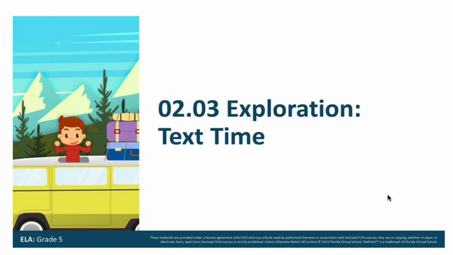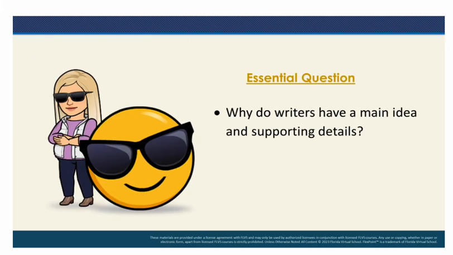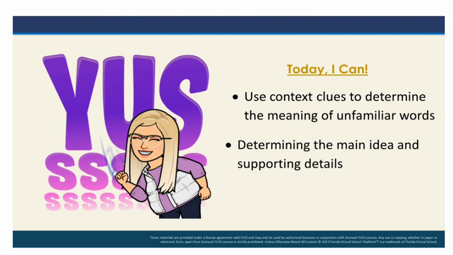Hey, fifth grade, let's go ahead and take a look at our English language arts lesson, which is on lesson 203. Okay, so my question to you as we get going is, why do writers have main idea and supporting details? So this is the question we are looking at answering as we get into our lesson today. So today we're going to look at some different context clues to determine the meaning of some different unknown words, but we are also going to be looking at determining the main idea and supporting details within a text.